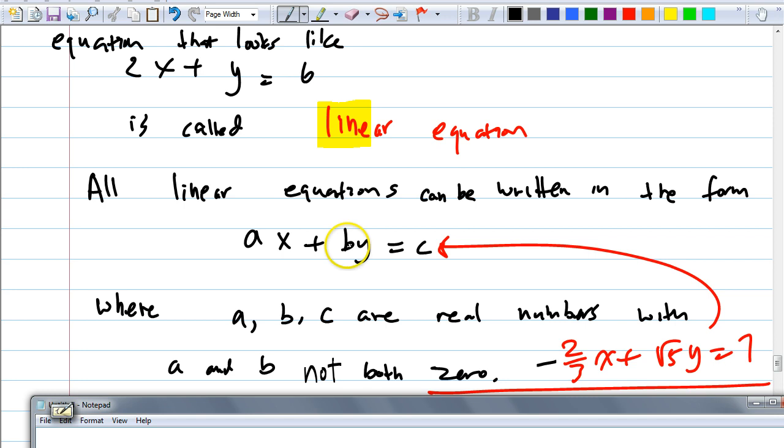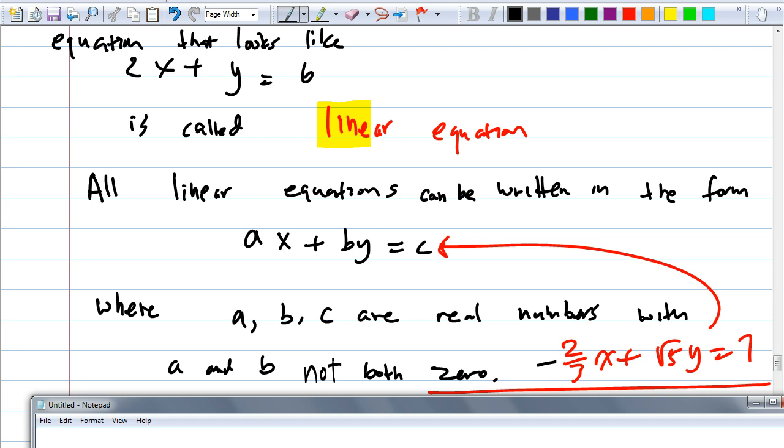A, B, C could be any real numbers, right? Real numbers means any numbers on the number line, so it could be negative, positive, decimals. Like here, you have an irrational number like root 5. Does this make sense, guys? So anytime you have this form, Ax plus By equals C, every time you graph this equation, you get a line. That's why it's called a linear equation. You see line, linear, okay?